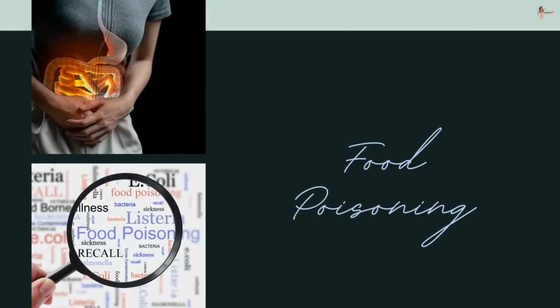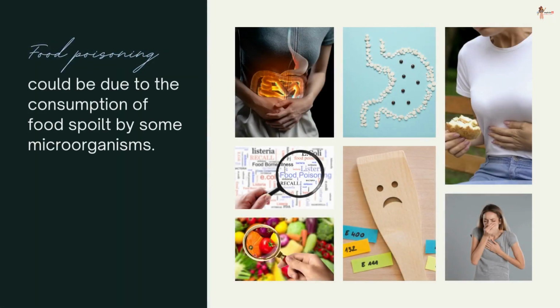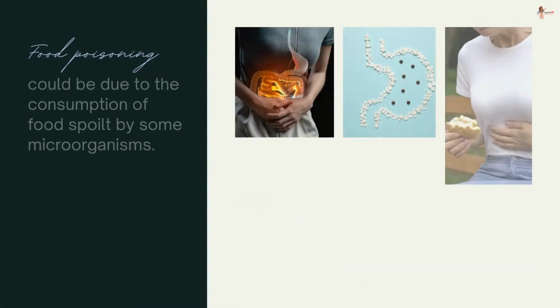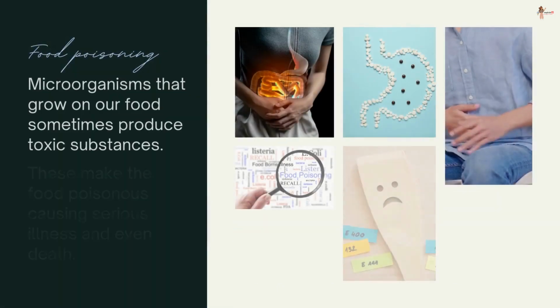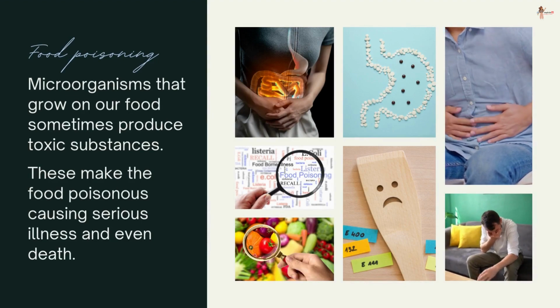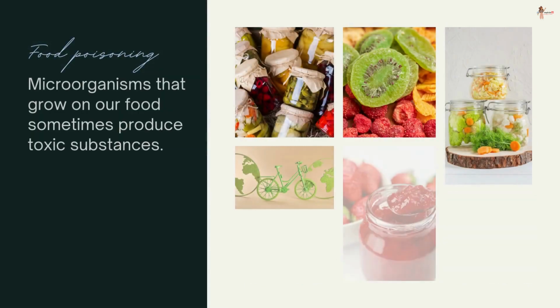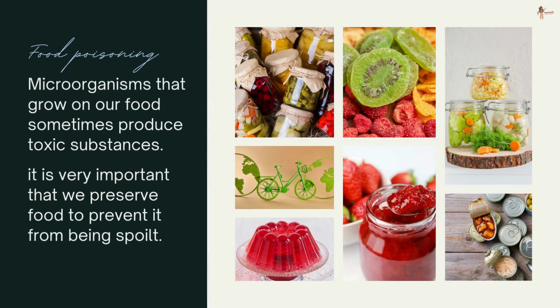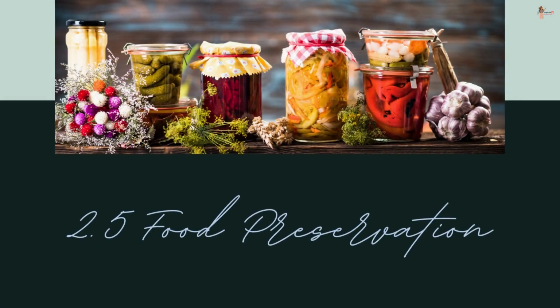Next is food poisoning. Food poisoning could be due to the consumption of food spoiled by some microorganisms. Microorganisms that grow on our food sometimes produce toxic substances. These make the food poisonous, causing serious illness and even death. So, it is very important that we preserve food to prevent it from being spoiled. Having said that, let's see food preservation.